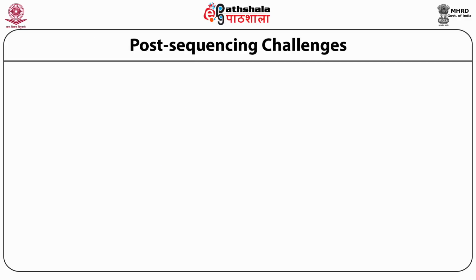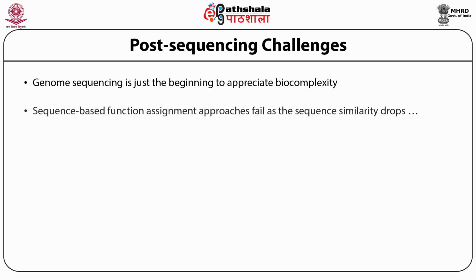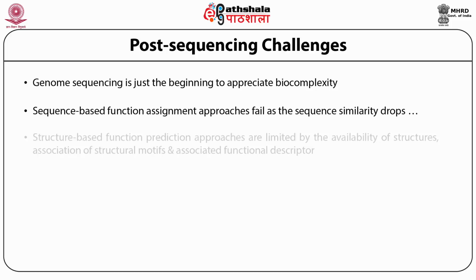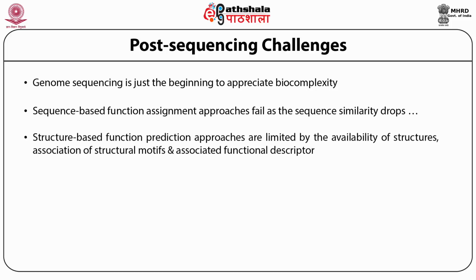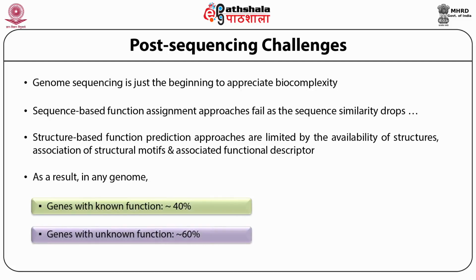We discuss the post-sequencing challenges. The genome sequence is just a beginning to appreciate biocomplexity, and the sequence-based function assignment approach fails as sequence similarity drops. Hence, structure-based function prediction approaches are limited by the availability of a structure, association of the structure motif, and association of the function descriptor. As a result, in any genome, genes of known function are 40% and genes of unknown function are 60%. So the challenge is to minimize the number of unknown functions by using different algorithms or available tools of comparative genomics.